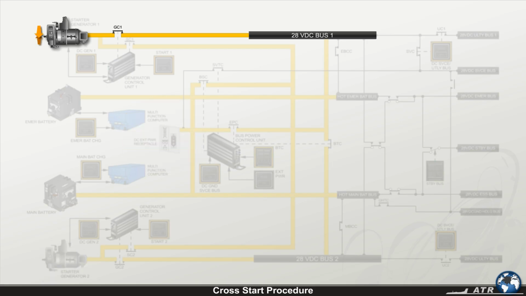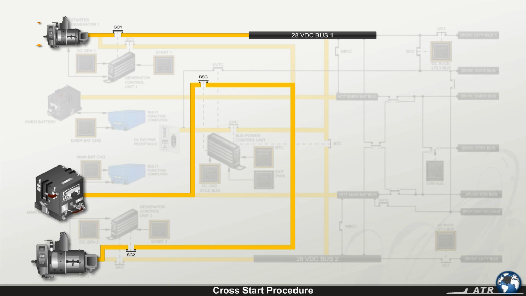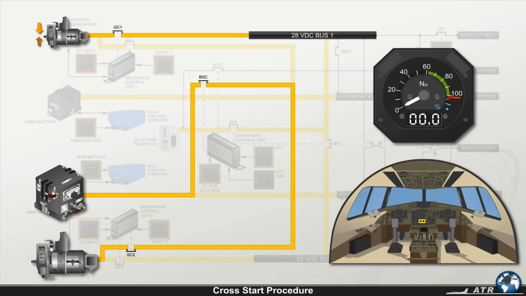The cross start always begins with the main battery, which is the only source of electrical power supplying the starter generator until the engine reaches 10% of NH. From this point on, the operative generator will assist the main battery until the start sequence is completed. This assistance does not mean that the generator will take over from the main battery, but it will keep charging the battery.